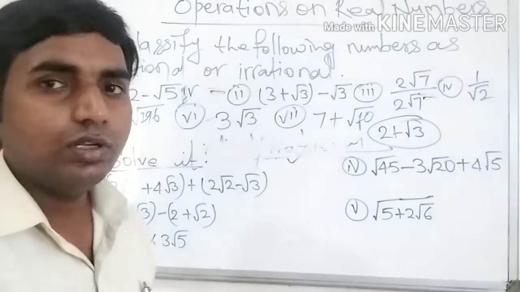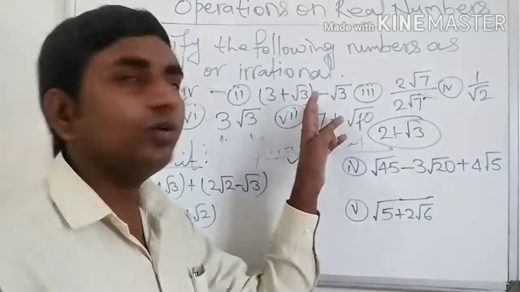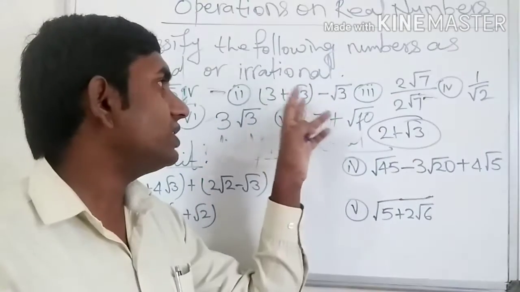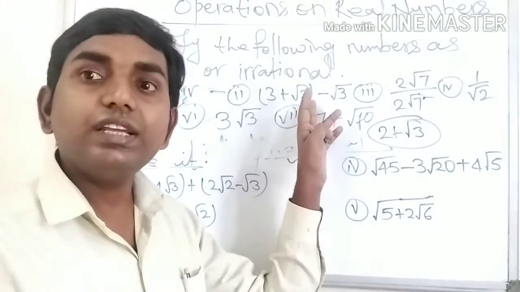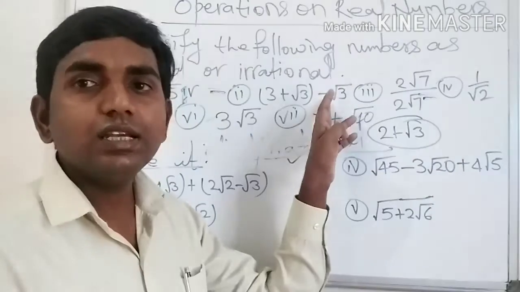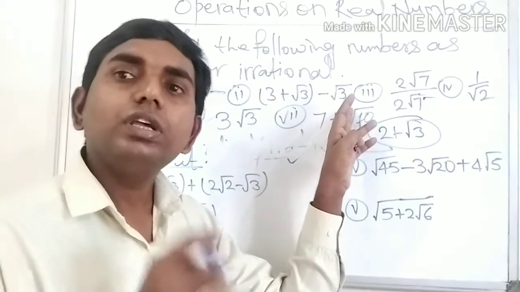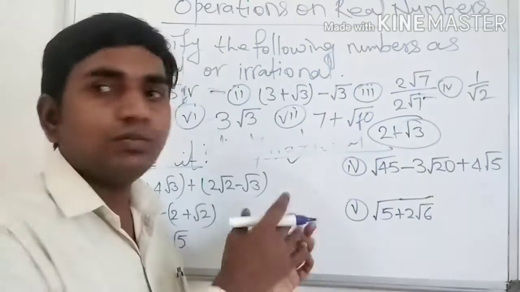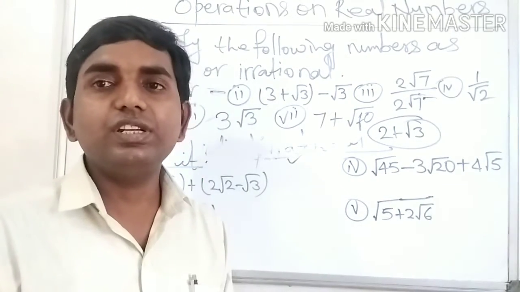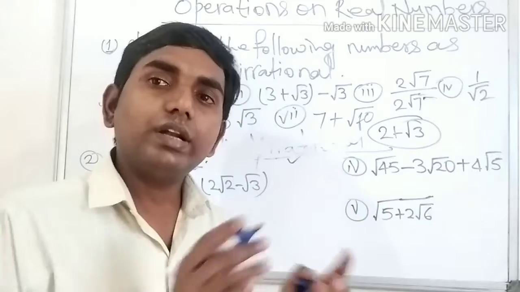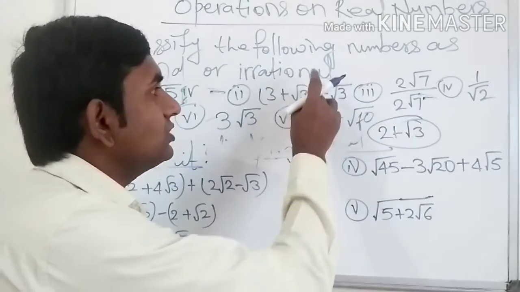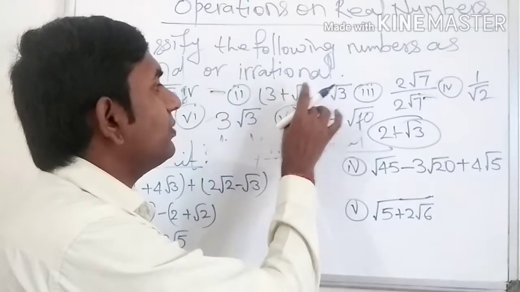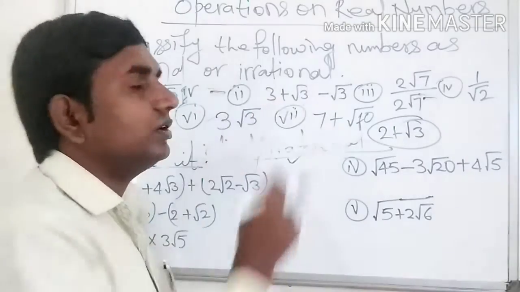In the second question, we have 3 plus under root 3. It is clear that here the first number 3 is rational and under root 3 is irrational. If we remove the small bracket, we find 3 plus under root 3.